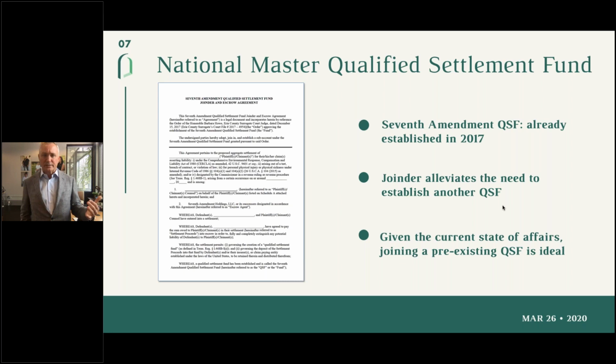So if anybody wants to see our draft joiner, and the scope of services for utilization of the National Master, it's available. Just email us.